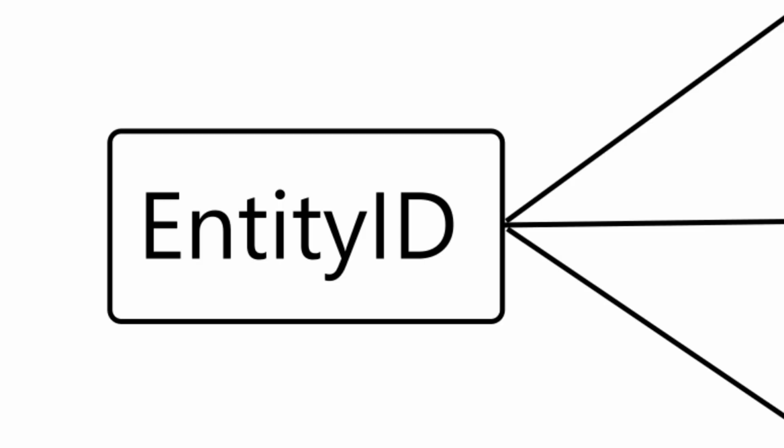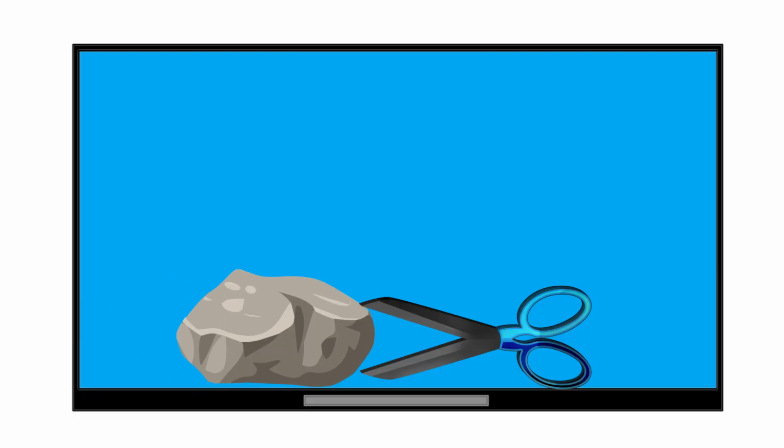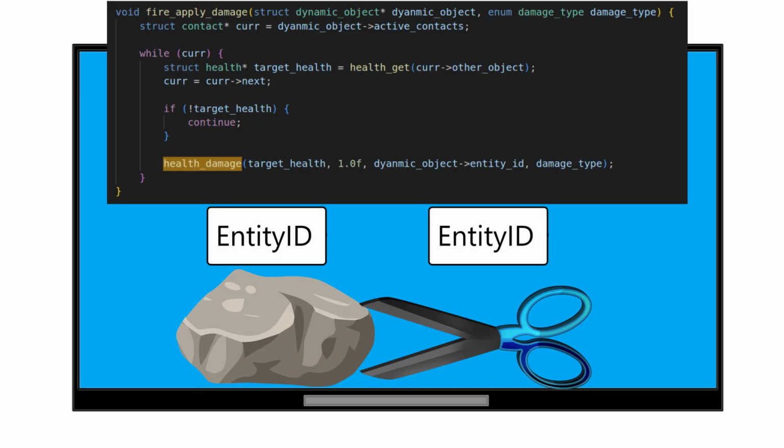Instead of a game object, I just assign every entity in my scene a unique number that I call the entity ID. Each subsystem then associates that entity ID with some information, like the damageable, or the collider, or the renderable. So, for example, when my physics engine detects a collision, it can take the entity IDs of the two objects that collided and report that back with the collision.